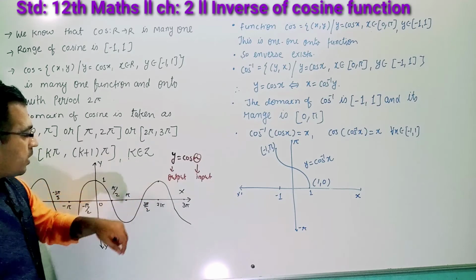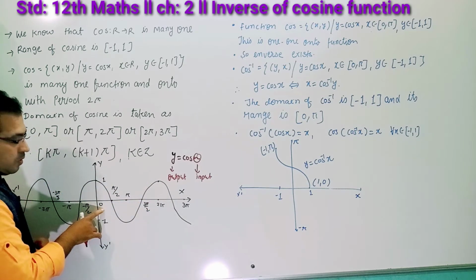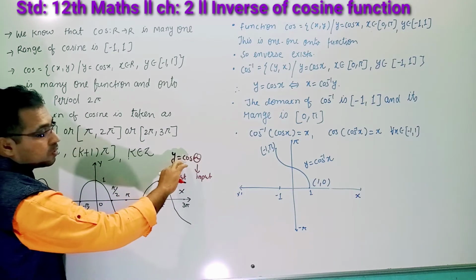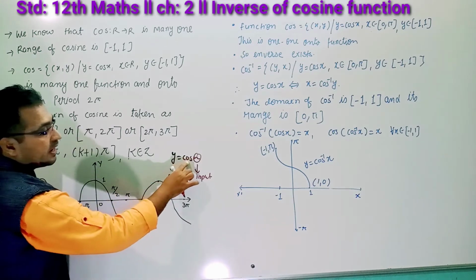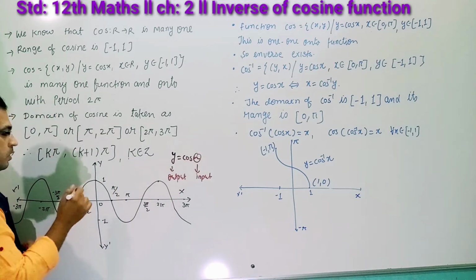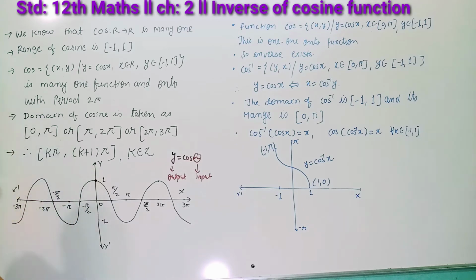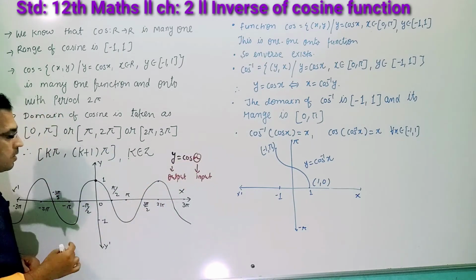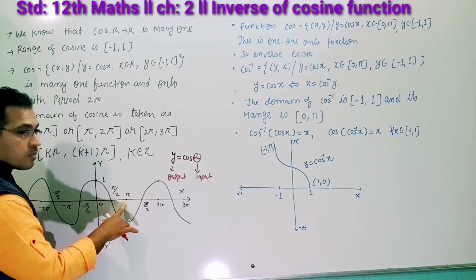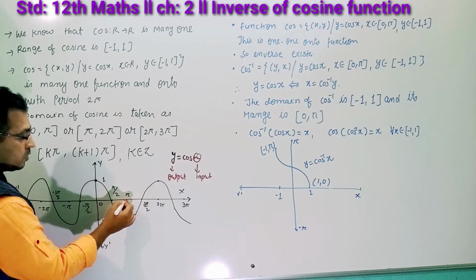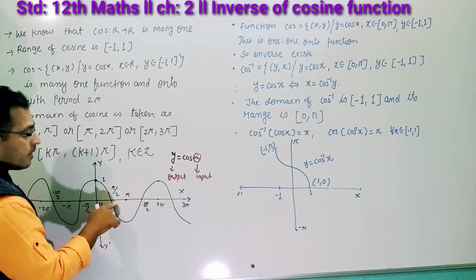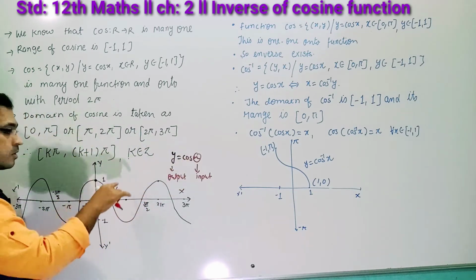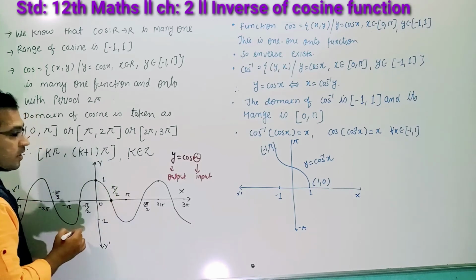Means if you are putting x is equal to 0, so obviously you are going to get cos 0. The value of cos 0 is 1. Then if you are putting pi by 2, cos pi by 2 is 0, so the point will be over here.